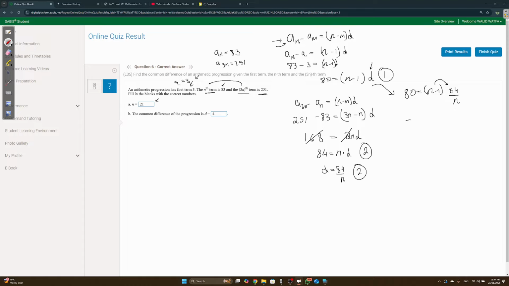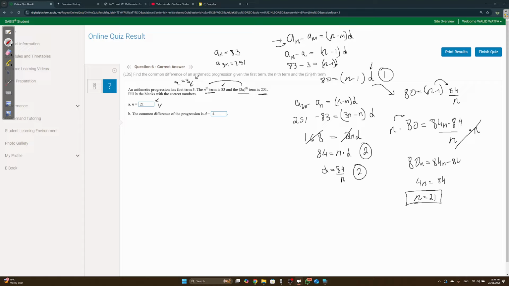Distribute, you're going to get 80 is equal to 84n minus 84 over n. How do we get rid of this n? We multiply by n on both sides. So it cancels here, and here you have 80n. So 80n is equal to 84n minus 84. You're going to get that 4n is equal to 84. You're going to get n is equal to 21 as the answer.